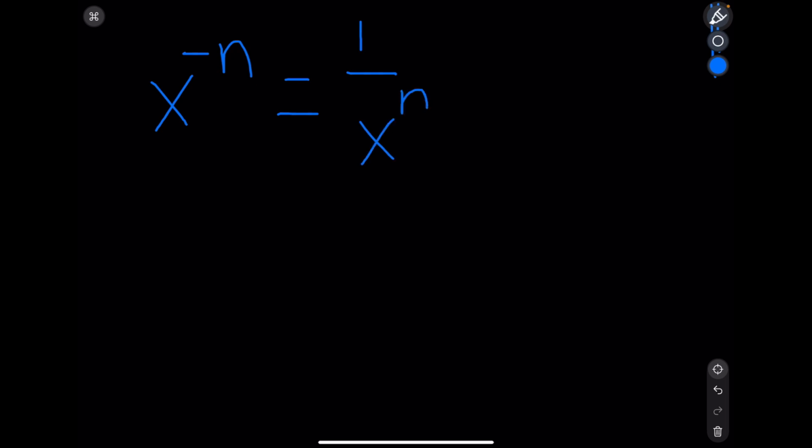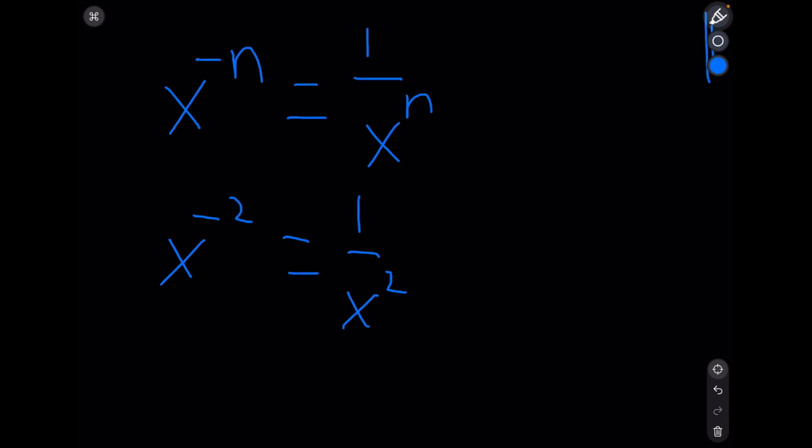And let's say you had an example. Let's say you had x to the negative 2. This would just be equal to 1 over x to the 2. And you might be wondering, well, that's kind of confusing, and it is. It really is. But here's a solution.